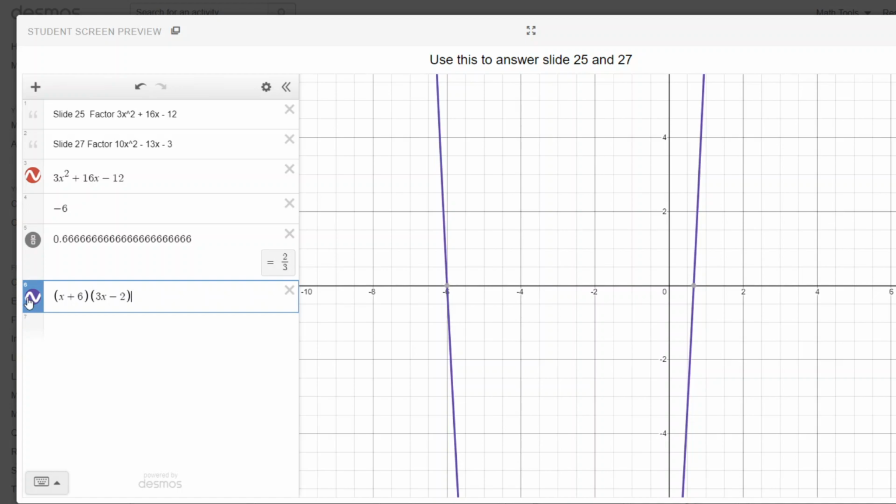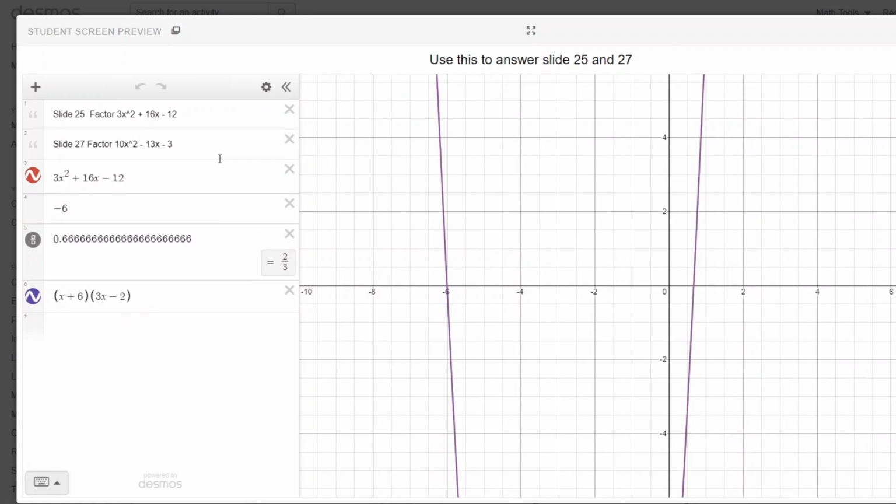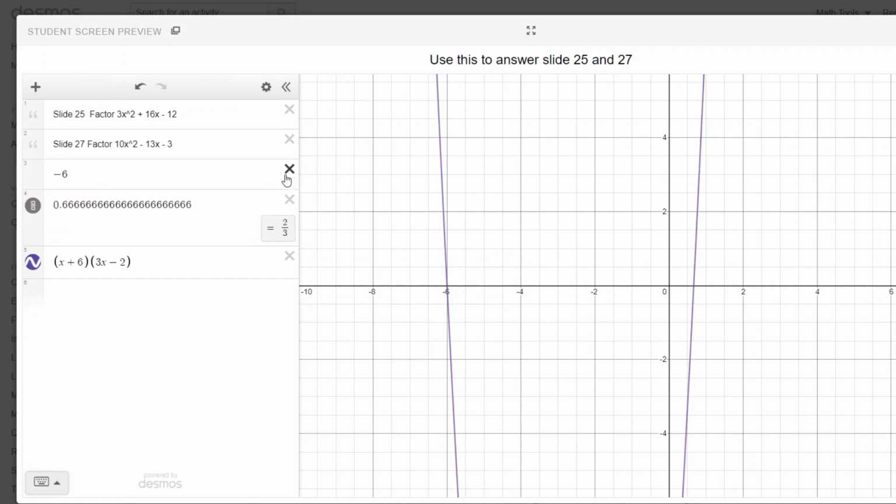And notice what happened here. There's the original graph. Here's what I think the answer is. And notice it's the same because it changed color. And that's how you're going to tell exactly which one it actually is. So x plus 6, 3x minus 2. And then we can check the answer. And we are good.